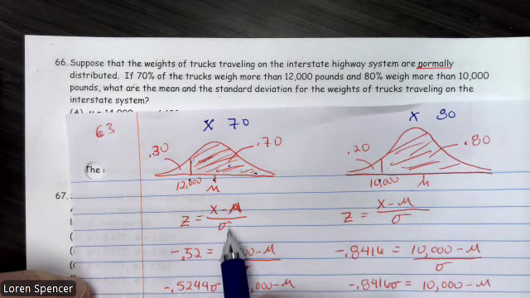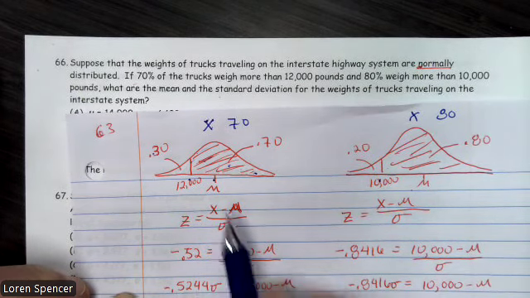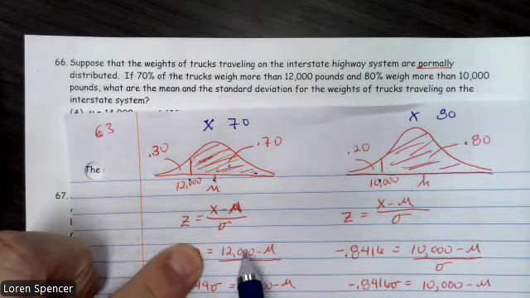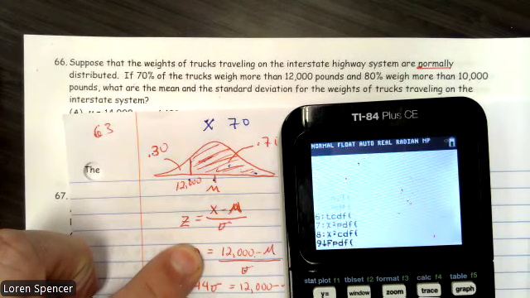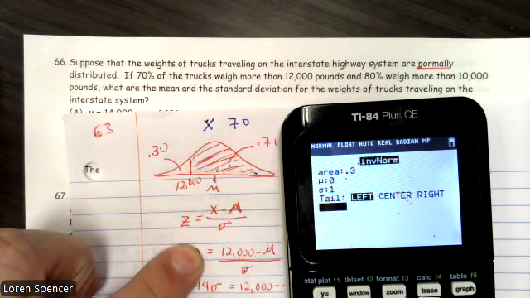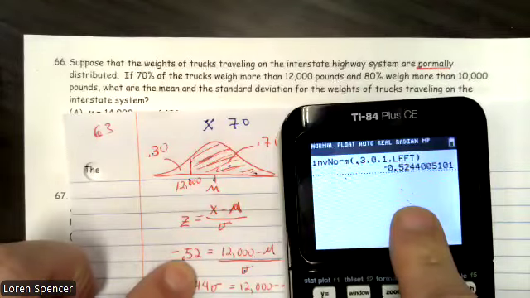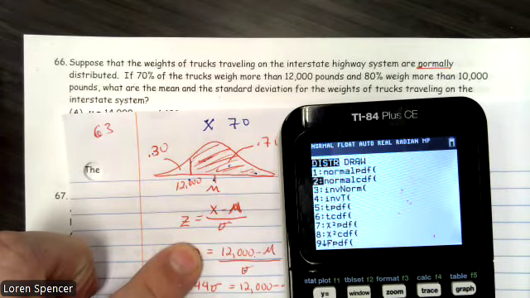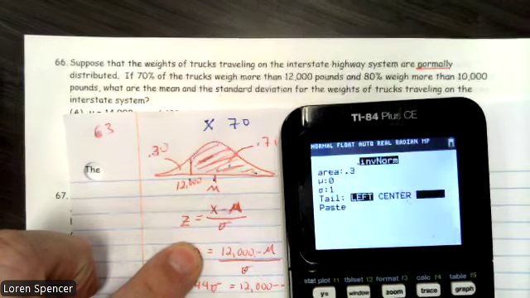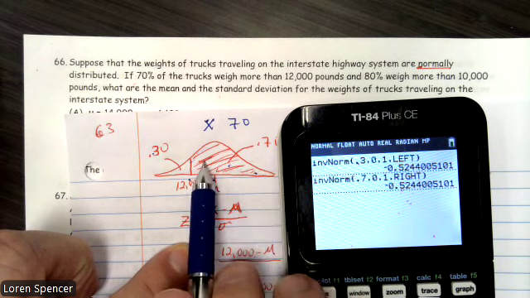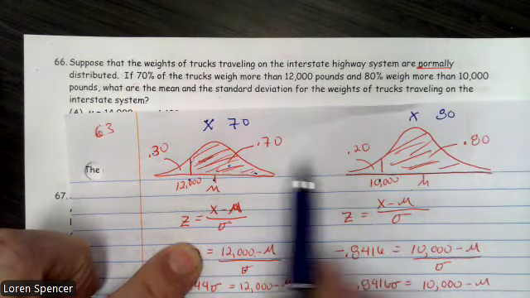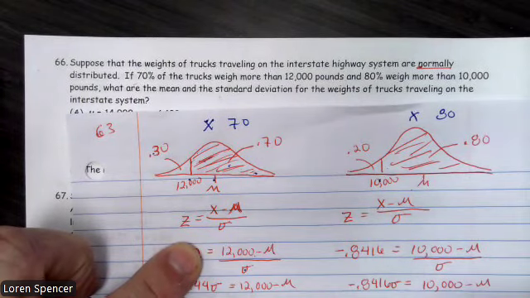And there's my formula, Z equals X minus mu over sigma. I have 12,000 for my X. I don't know my mean. I don't know my standard deviation. I can go second vars, inverse norm, 0.3 and go from the left, and I get negative 0.5244. Or I can go second vars, inverse norm, from the right, with 0.7, and I'll still get the same thing. So you can do it either way. Just make sure you're careful that you have labeled this out nicely so you'll know what you're doing.